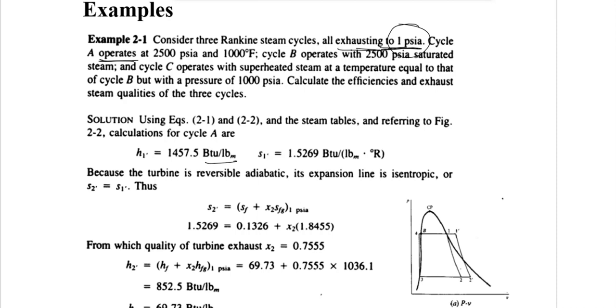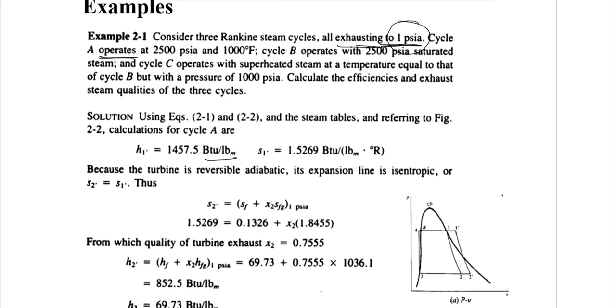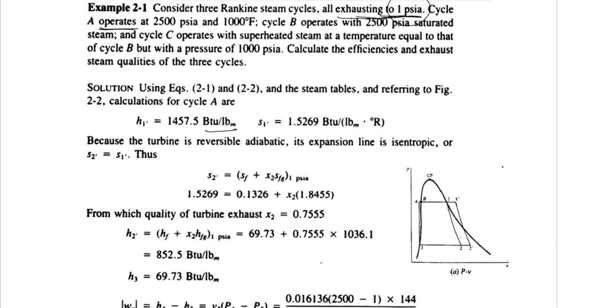As there isn't anything given about irreversibility in a turbine or in a Rankine cycle, we would assume the turbine is working in a reversible adiabatic process, or in other words, we would assume it is expanding isentropically. So that means S1 would be equal to S2.